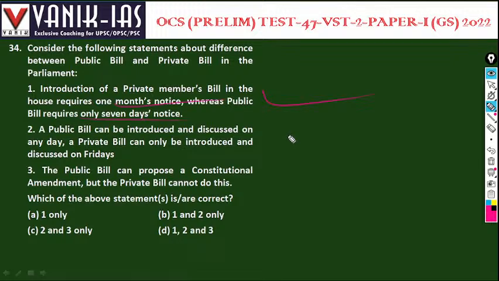A private bill can only be discussed on Fridays. Yes, this is also right. A public bill can propose a constitutional amendment, but a private bill cannot. Yes, a private bill cannot make a constitutional amendment. So options 1 and 2 are right only. A private bill can be introduced on Fridays with 1 month's notice, usually 7 days' notice. So options 1 and 2 are right.